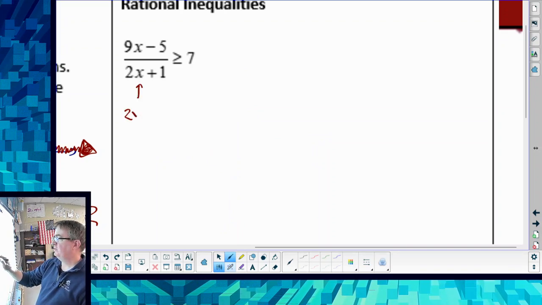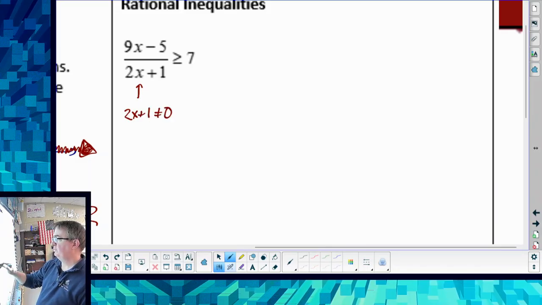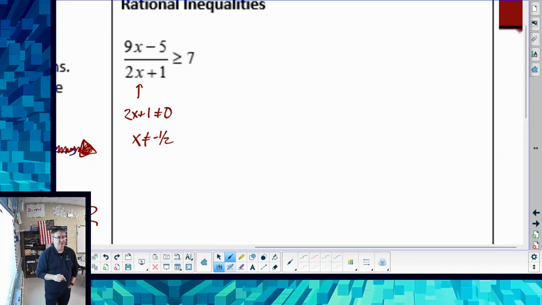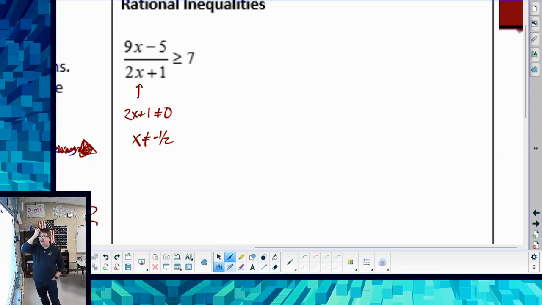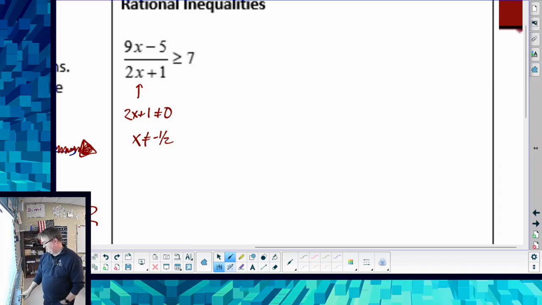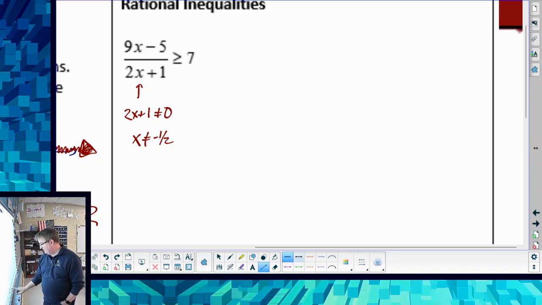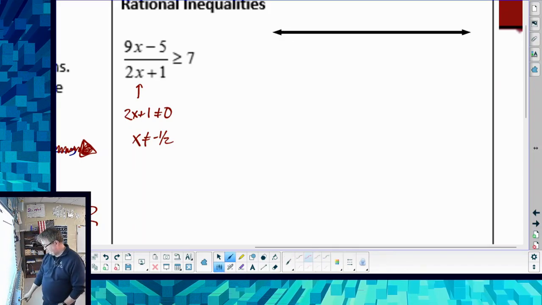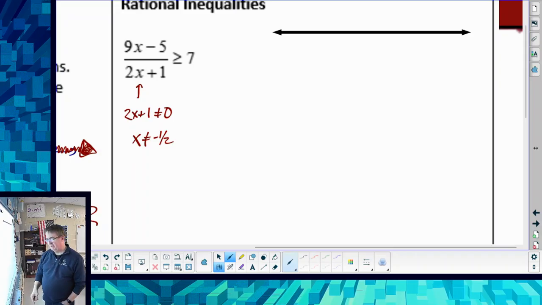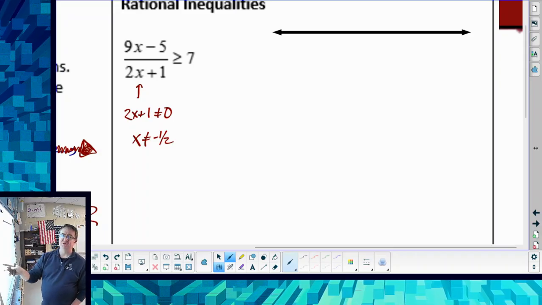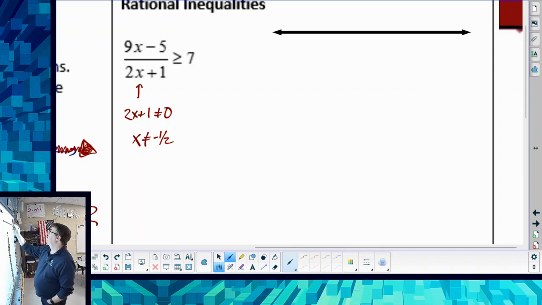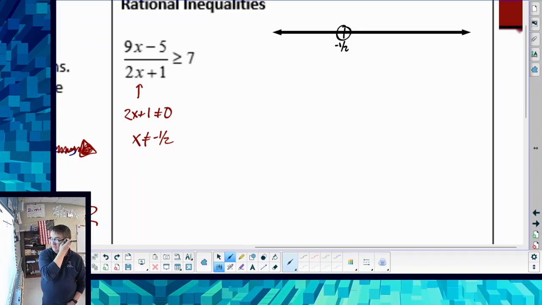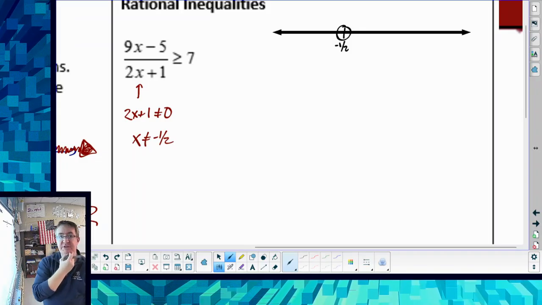However, here we know that 2x plus 1 can't equal 0. So x can't equal -1/2. Now, one of the things that I would do is, my students will tend to miss this, so I will kind of draw this as I go. Now, the hard part about this is that I would do this in pencil because you don't know if the other answer is going to be less than -1/2 or higher. So I'm just going to do this lightly, and then I can move that later. So another reason to use pencil, people.